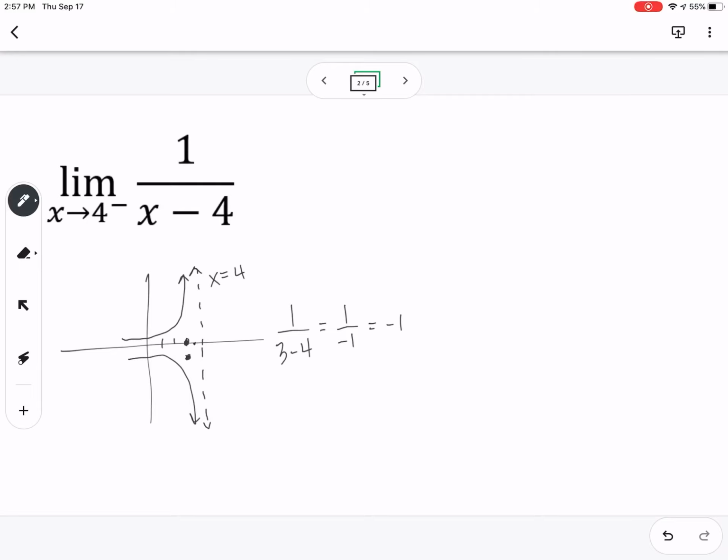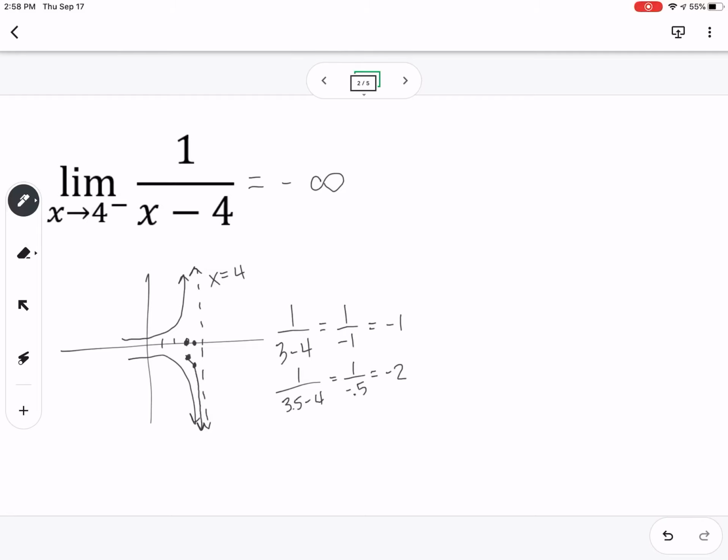Let's pick a point that's even a little bit closer. Let's do 3.5. So 3.5 minus 4 is going to be 1 over negative 0.5, right? 1 over negative 0.5 is going to be negative 2. So it's getting down even further. So we're going to assume that this graph is going to continue as it gets closer and closer to 4 from the left. We're going to assume that that is going to negative infinity.